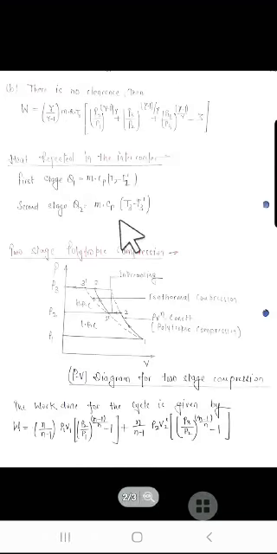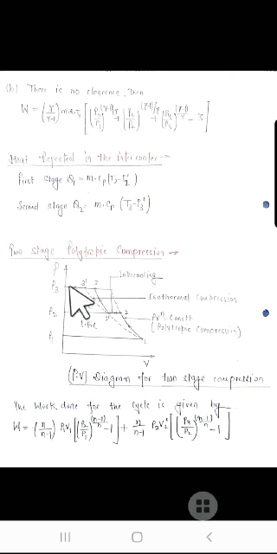And what will be the second stage intercooler? The amount of heat rejected in second stage intercooler is equal to Q2, which is equal to m Cp into (T3 minus T3 dash). This is it. Now, what is the two-stage polytropic compression? Two-stage polytropic compression means compression follows the law PV to the power n is equal to constant.